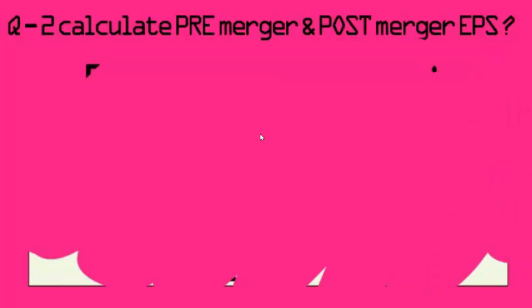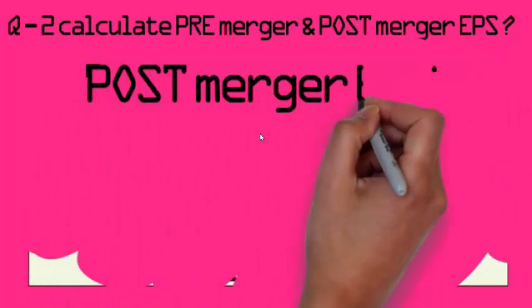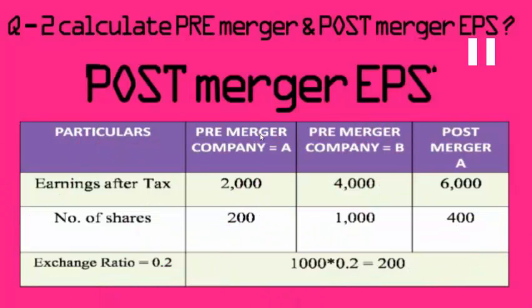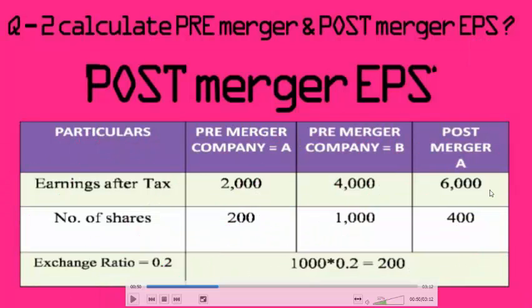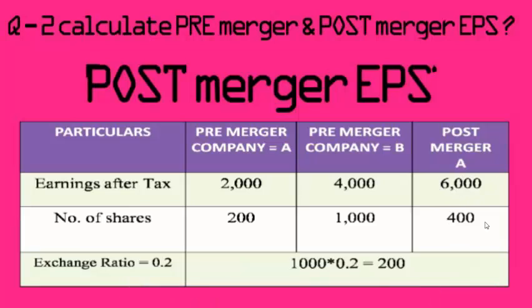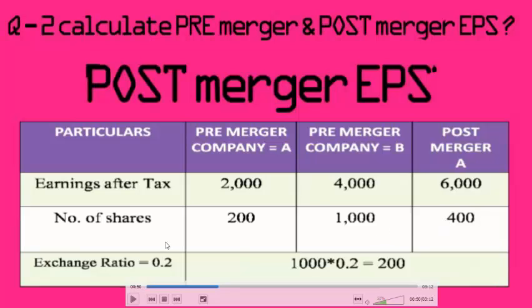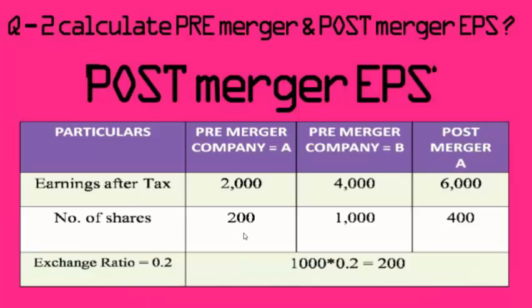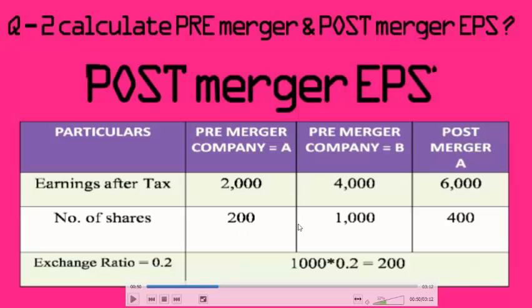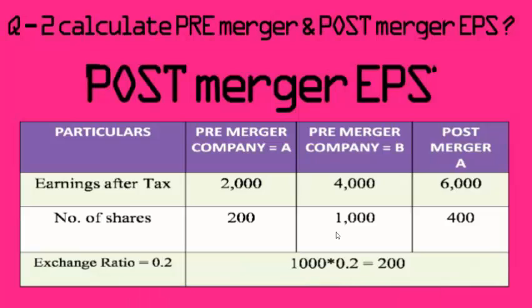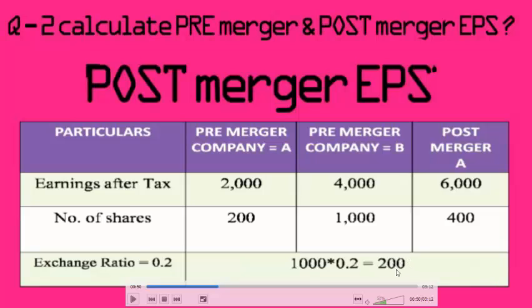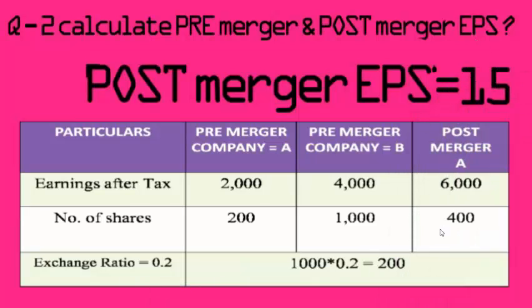Now post-merger EPS, here we need to take care of one thing, that is the number of shares. Now earnings after merger, that is post merger, is 6000. Number of shares are not 1200, they are 400. How? Because 200 were existing shareholders of company A, they still exist, whereas company B shareholders will be getting 0.2 share of company A, that is they will be getting 200 shares of company A. So 200 plus 200, that is 400. So the post merger EPS will be 15.